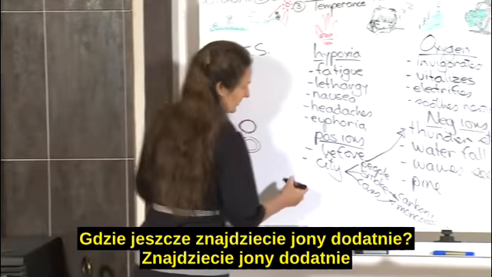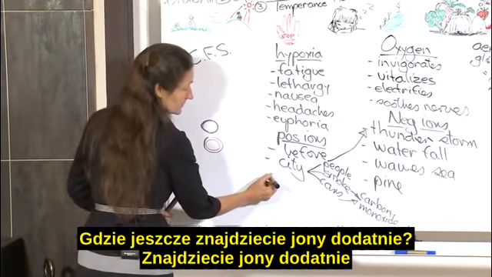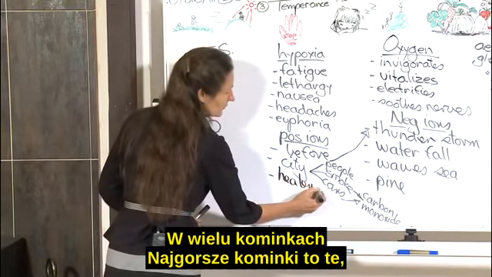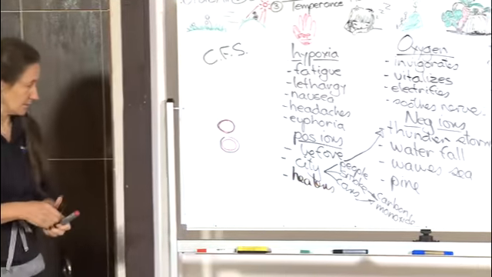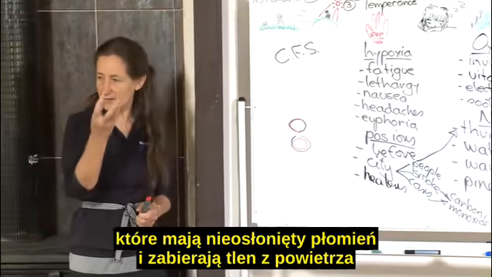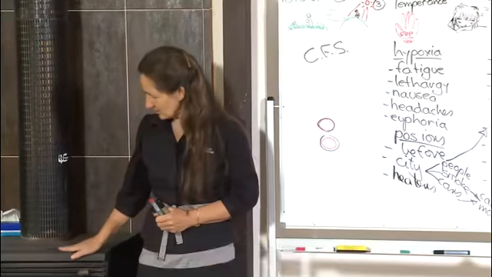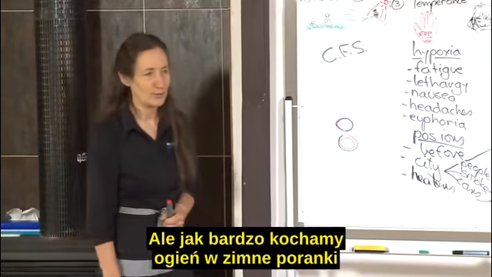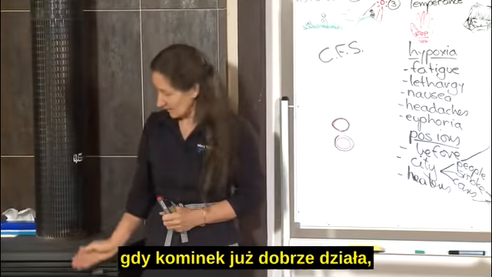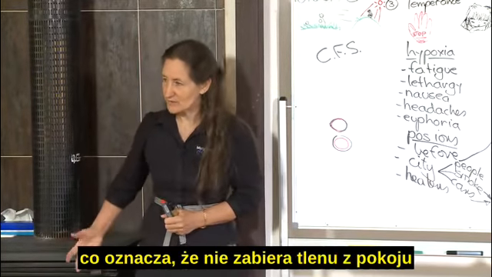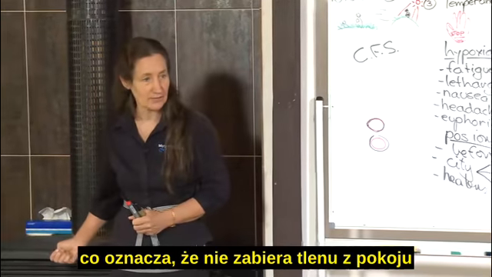Where else will you find positive ions? You'll find positive ions in a lot of heaters. And the heaters that are the worst are the ones that have the naked flame and take the oxygen out of the air. This is a good illustration, but how we love that fire on cold mornings. But what we do is once it's going well, we close the vent, which means then it's not taking the oxygen out of the room.